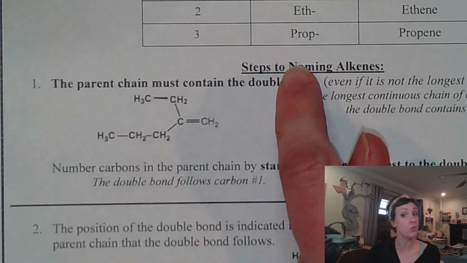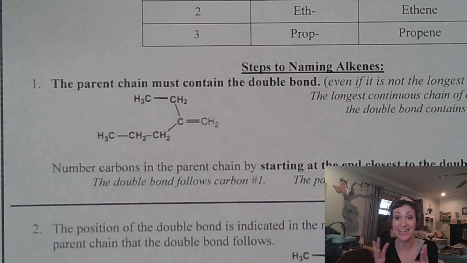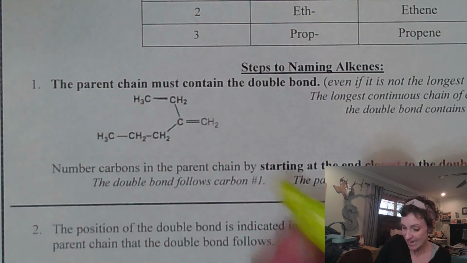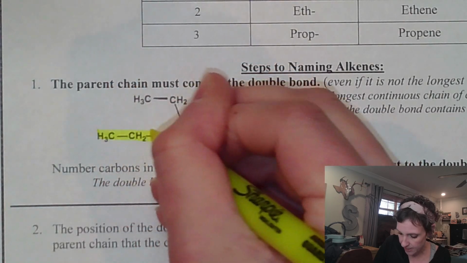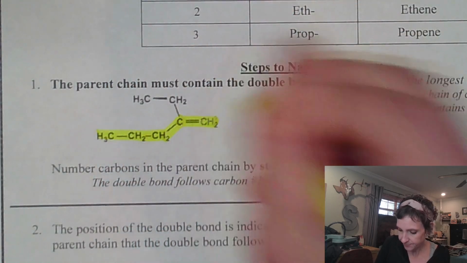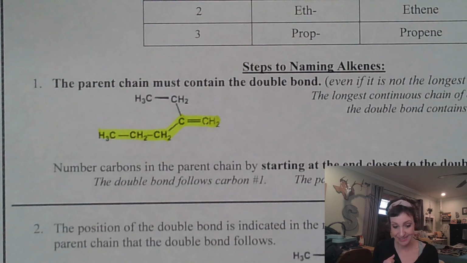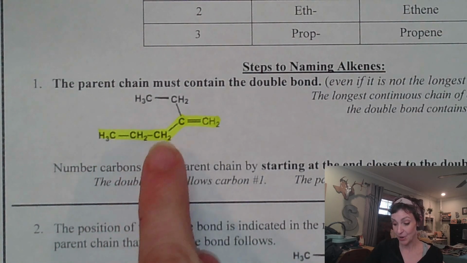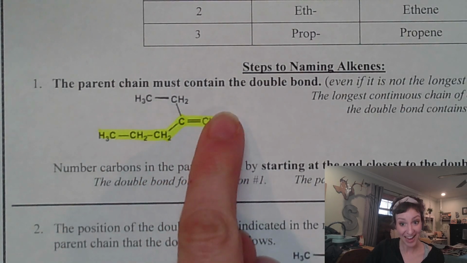But here's the sneaky thing. You have got to make that double bond be in the parent chain. So that means my parent chain that I'm committed to is going to be this guy over here. Okay, all right, so we love this. The longest continuous chain of carbon atoms, including that double bond, is 1, 2, 3, 4, 5 carbons.